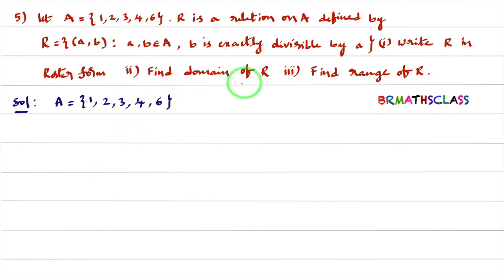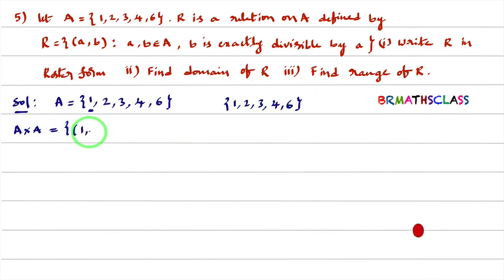In the process of doing this problem, I need A cross A. So here I'll calculate A cross A. You know how to calculate A cross A. You imagine one more A here: 1, 2, 3, 4, 6. A cross A means you take an element 1 and pair it with all the elements of this A again. A cross A means the set of all ordered pairs.